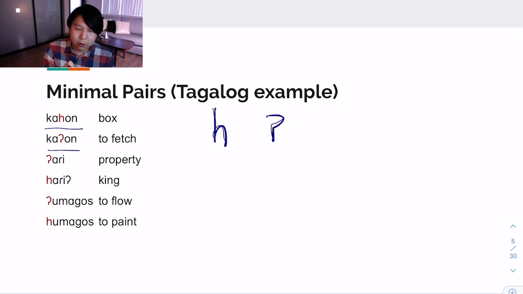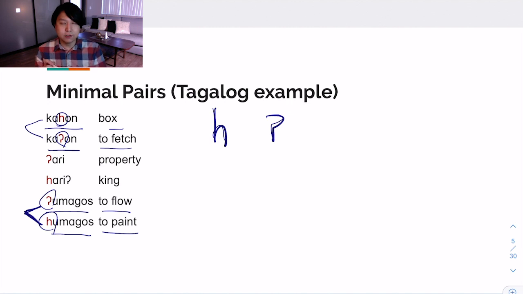Kahon and kaon. Box, to fetch. Or umangos and humangos. To flow and to faint. They are a set of words that sound the same except one. Here, kahon and kaon, they're a set of two words that sound the same except a single sound in the middle.